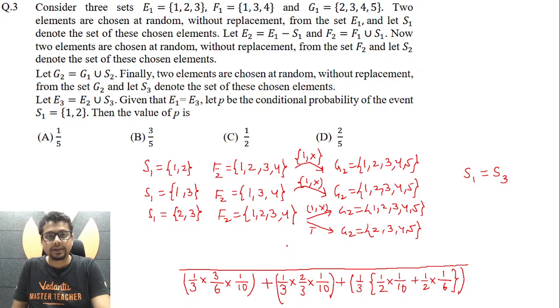Now in numerator, it should be probability that E1 is equal to E3 and S1 is being 1 comma 2. So that means this first part, that means this expression. So this expression essentially becomes, you may say, 1 by 60. 3 cancels out, you get 1 by 60. Now you can evaluate this. Upon evaluating, it turns out to be 1 by 5.